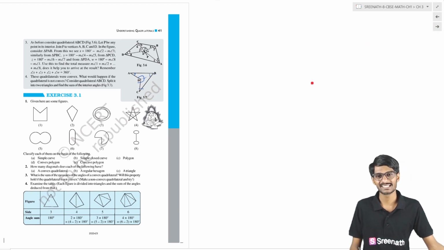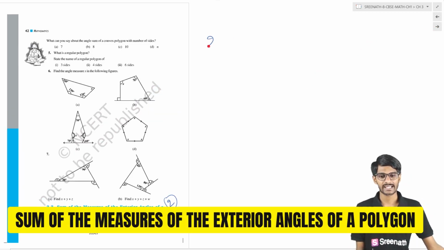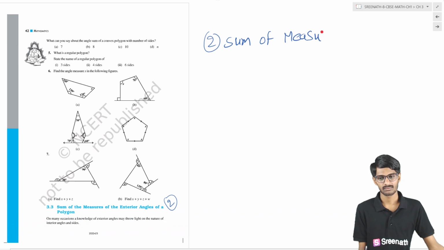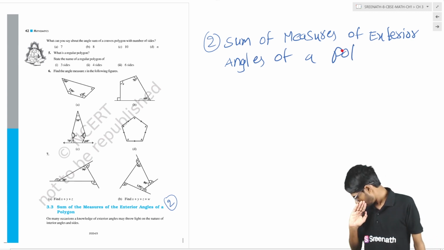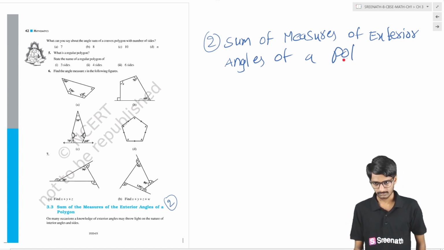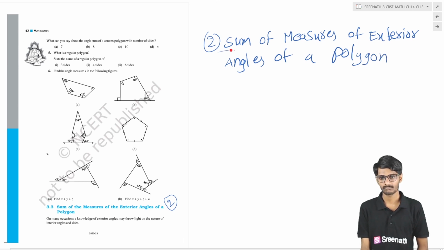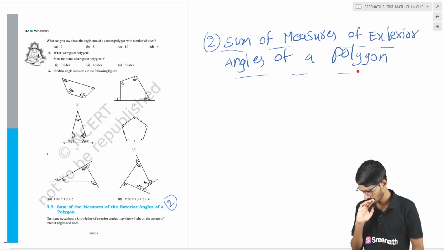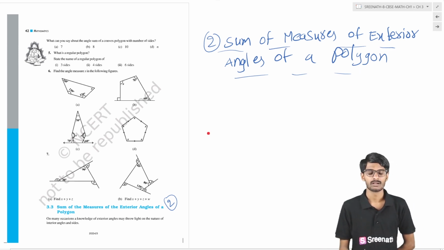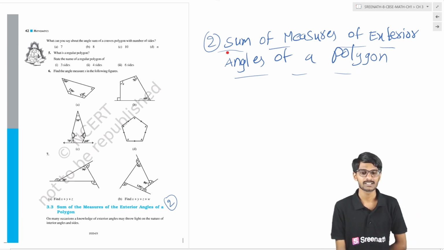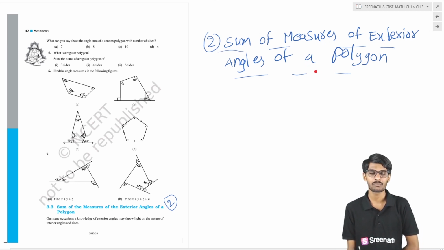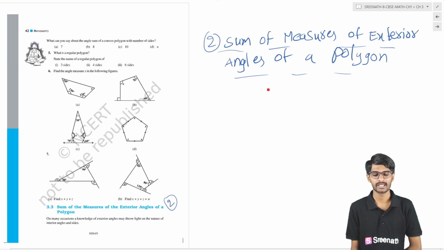So that's it, students. We have completed the first topic. Now we will start the second topic. What is the second topic? That is the sum of measures of exterior angles of a polygon. So basically, students, this is the second topic, the sum of the measures of exterior angles of a polygon. So this is what we are going to find out now.